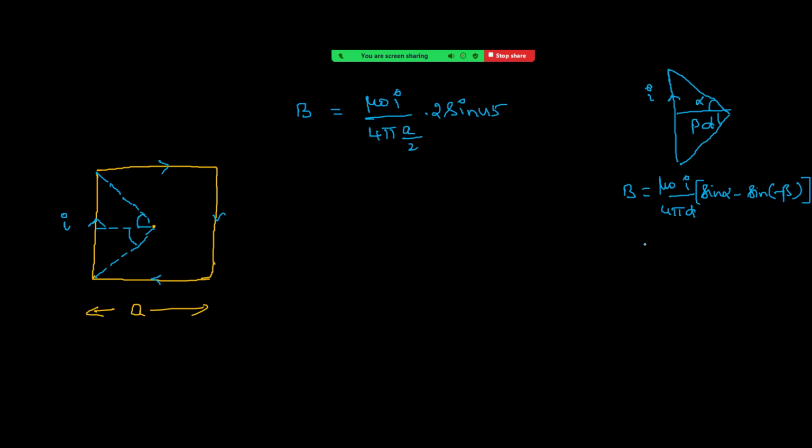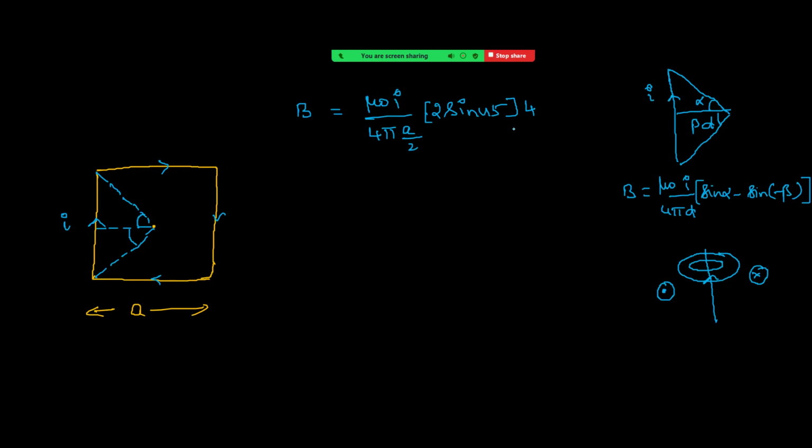I am repeating. Keep the thumb of your right hand along the current flow and curl the fingers. This is the wire, the current is like this, and curling the fingers gives concentric circles. So at this location the field is into the board, to the right of this wire. To the left of this wire it is normal to the board, towards us, meaning outwards, and this is inwards. You can see the same field in the same direction because of the remaining three sides also. That means all these four are adding, that's why I am multiplying by four.